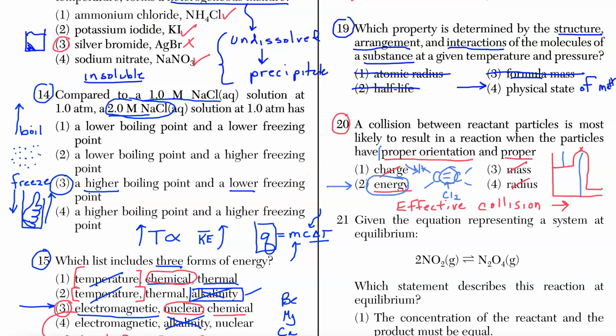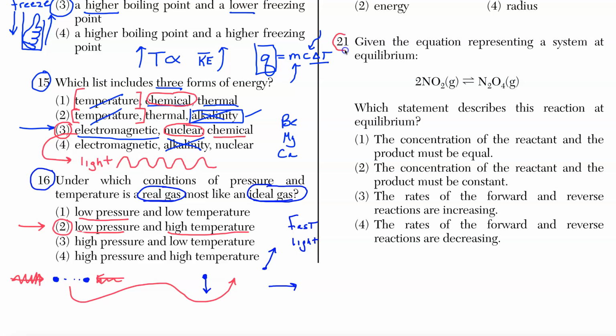On to 21. So number 21, given the equation representing a system at equilibrium, and of course the double arrow is a big hint that we're in equilibrium. Which statement describes a reaction? Okay, so this is a classic Regents question.